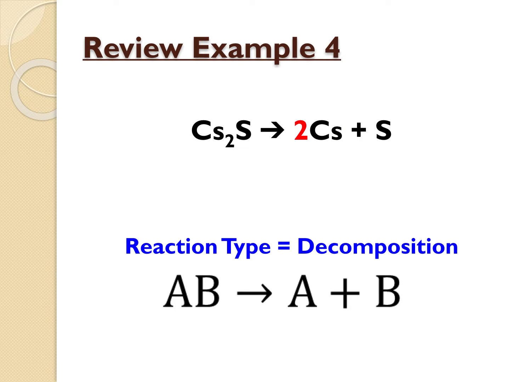Alright, next one, we have cesium sulfide yielding cesium plus sulfur. This is going to be an example of a decomposition reaction. Now, remember when I said synthesis, you will never have a plus sign on your product side? Exactly the opposite goes for decomposition. You will never have a plus sign on your reactant side. That's why we only have cesium sulfide, no plus sign on our reactant side.